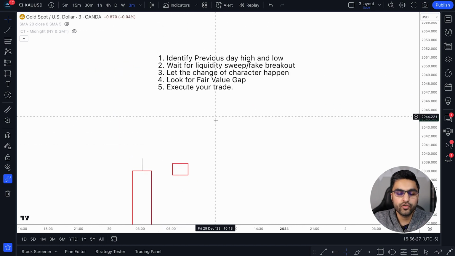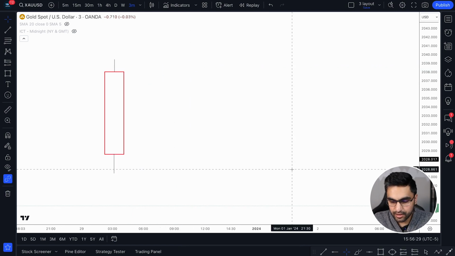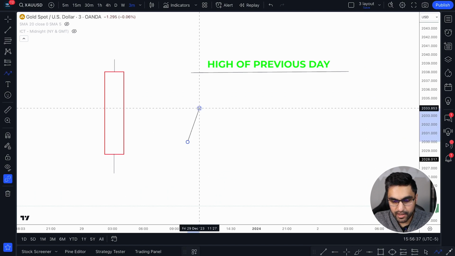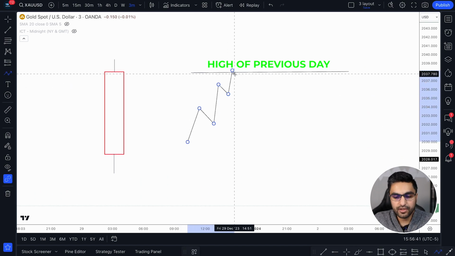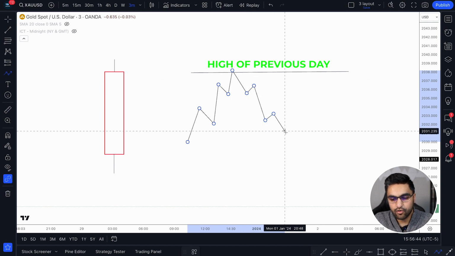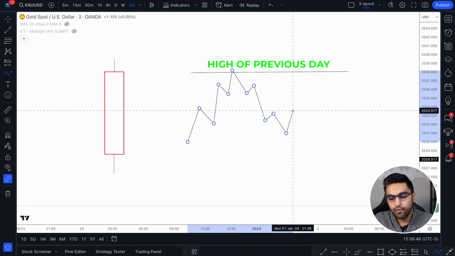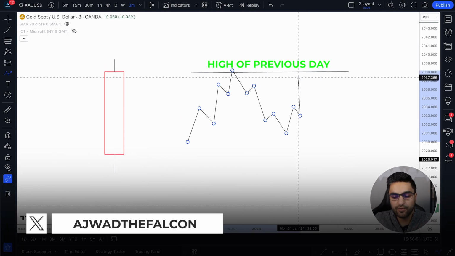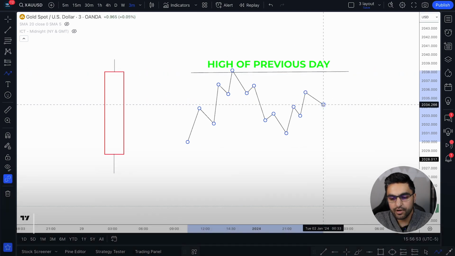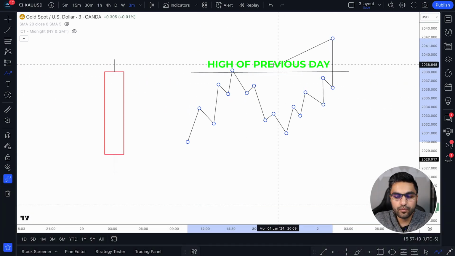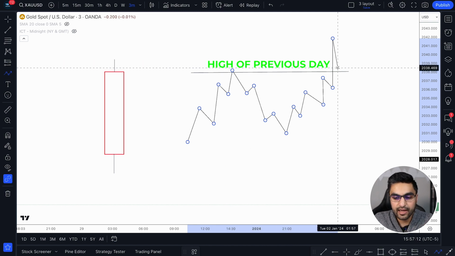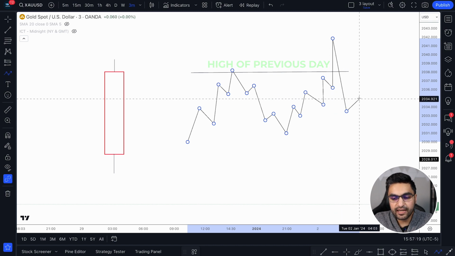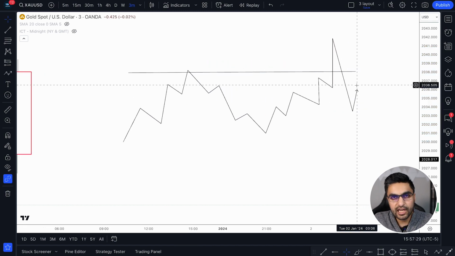Third is wait for the change of character. Now what I mean by that is, let's just say there is the high of the previous day. Okay. Now here market went up, market made a high on the previous day, and then sellers started to come down again. Now when sellers were coming down, we want buyers to come back up if we want the liquidity hunt to happen on the high of the previous day candle, which is right here. Now we want buyers to come up and go higher than the previous day high, and then right after that sellers come back in, and when they come back in, wait for the change of character, which I'm going to tell you what it is.